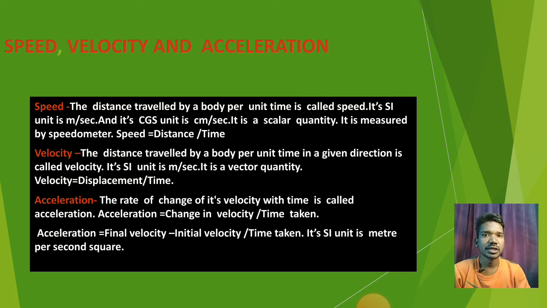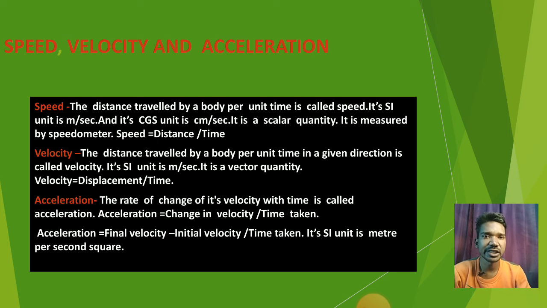Looking forward, the next term is velocity. So what is velocity? The distance traveled by the body per unit time in the fixed direction or the given direction is called velocity. Its SI unit is same as the SI unit of speed. It is a vector quantity. Why is it a vector quantity? It is a vector quantity because it needs a fixed direction to move. If we talk about the formula, it is displacement by time taken.